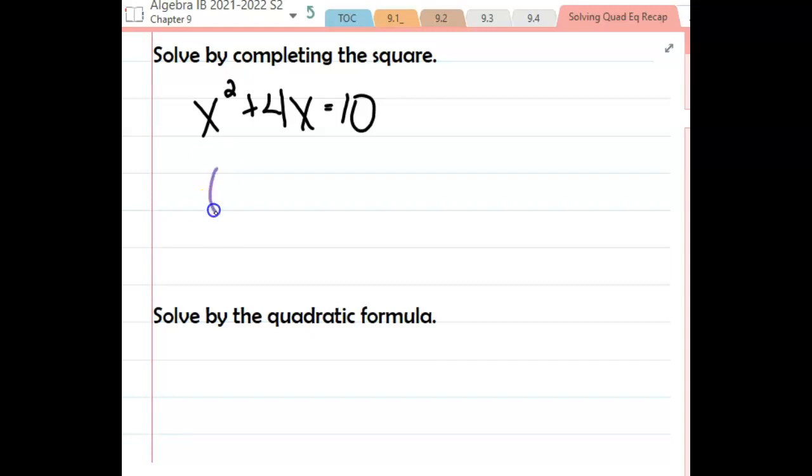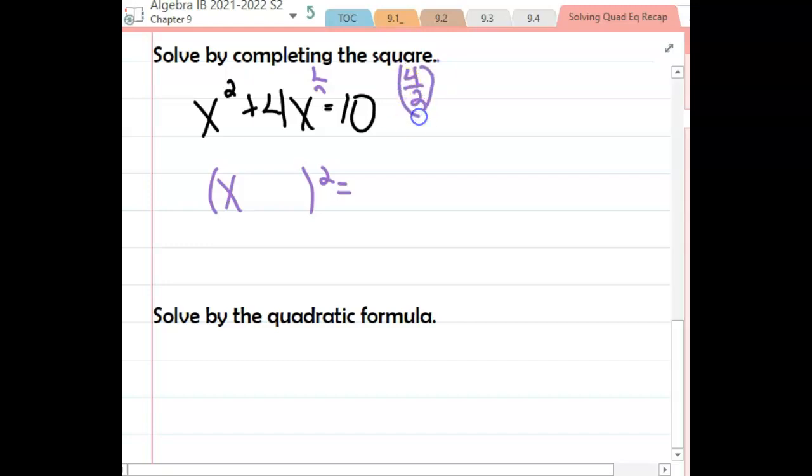So remember, for completing the square, this is what you're trying to do. You're trying to get it into something squared equals a number. Now, in order to factor this into this, I've got my x times x. But remember, I need a number there, that's going to go right here. So to find that magic number, we take our b, the 4, divide it by 2, and we square it. 4 divided by 2 is 2. 2 squared is 4.